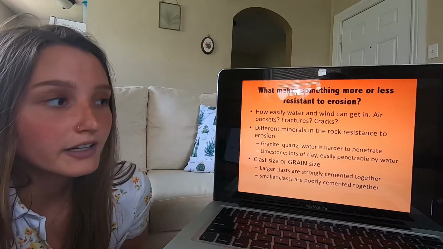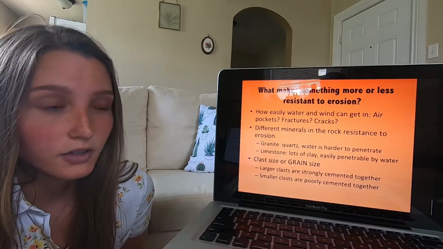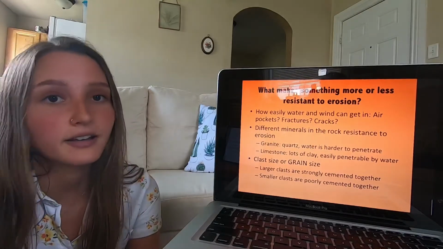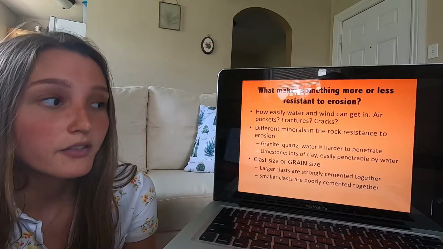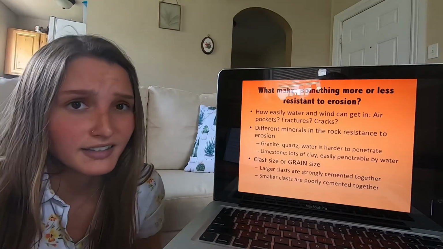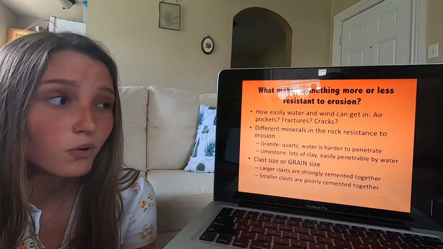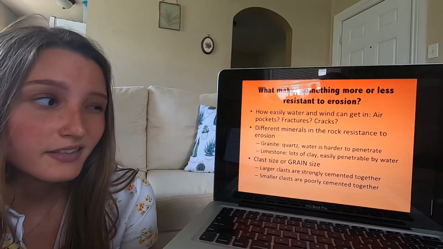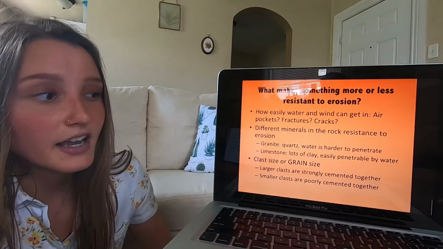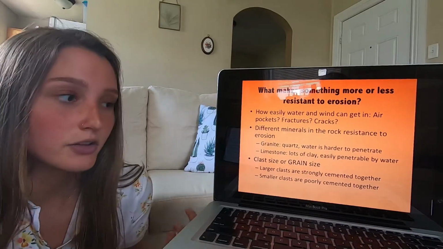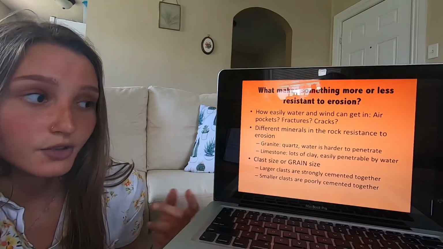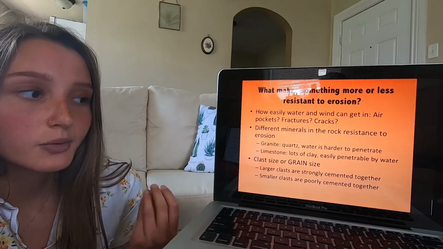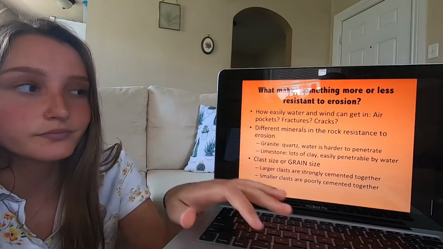For example, granite contains quartz, and quartz is a very hard mineral, and water cannot get into it to erode it. On the other hand, we have limestone, which contains clay, and clay is very porous and easily penetrable by water. And then lastly, we like to focus on clast size or the grain size inside the rock. Larger clasts or grains are strongly cemented together, while smaller clasts are poorly cemented together.